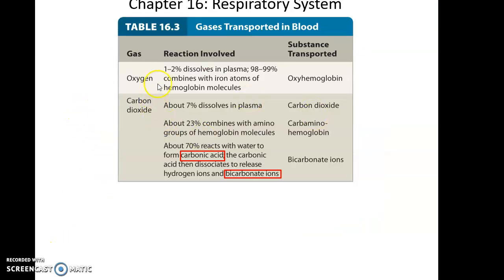So in gas transport, oxygen is carried primarily by hemoglobin, and carbon dioxide primarily in the form of bicarbonate ions. And that is it for chapter 16.